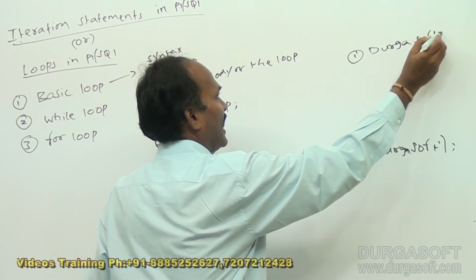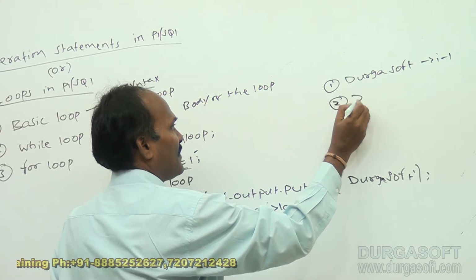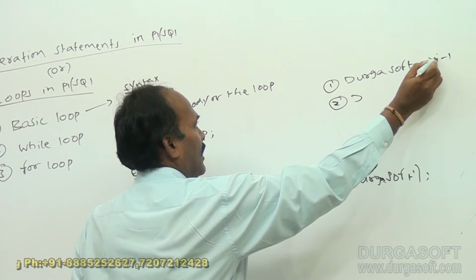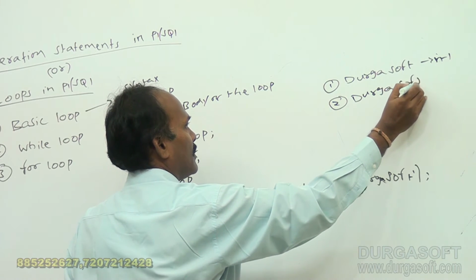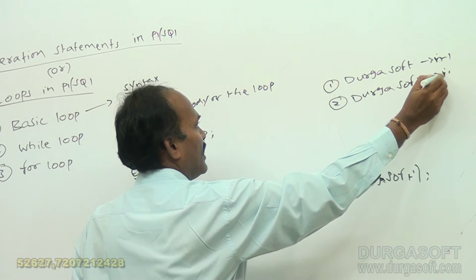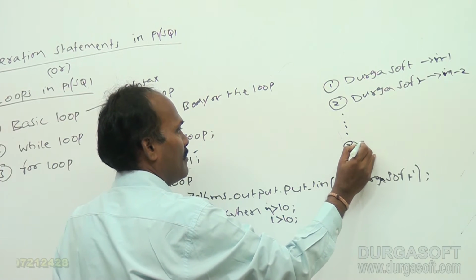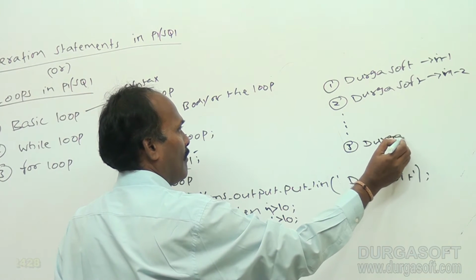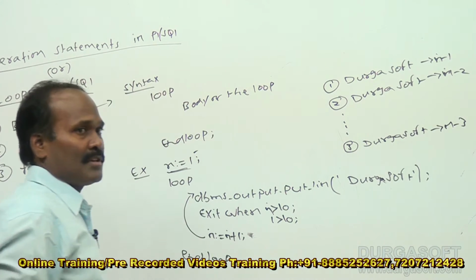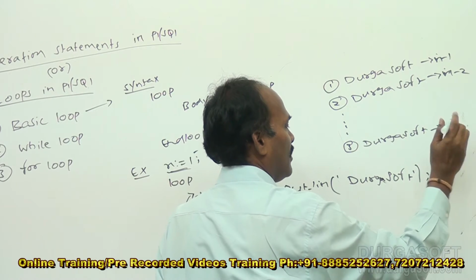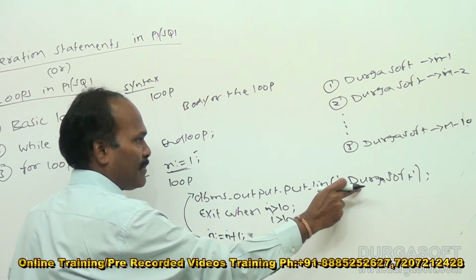Second time, when i value equal to 1, second time also after n becoming 2, it will print DURGASOFT. This is when n value equal to 2. Like this, what happens here? At one time n value becomes 10, and whenever n value becomes 10, the DBMS output statement DURGASOFT is printed.